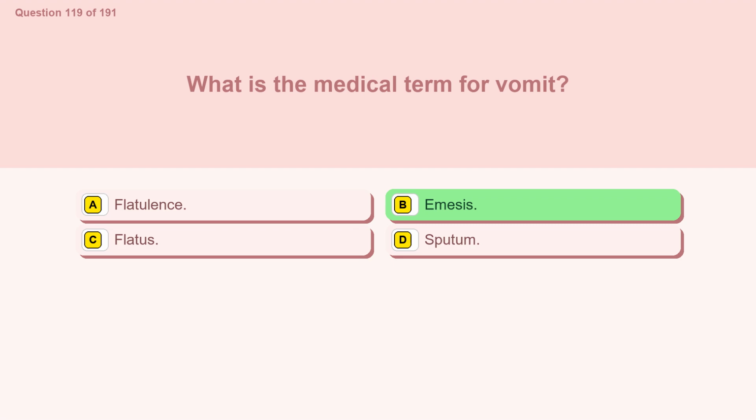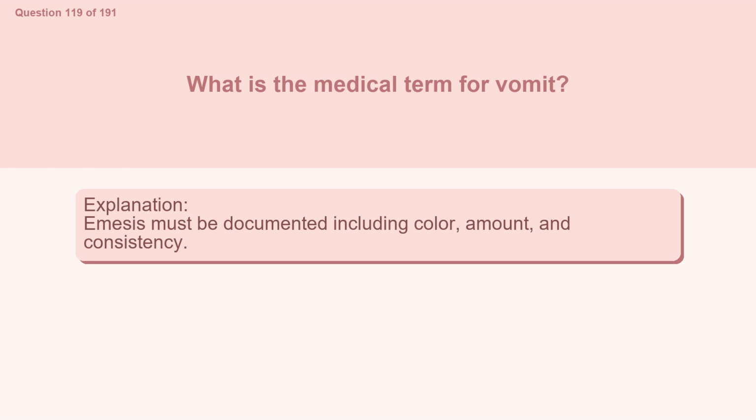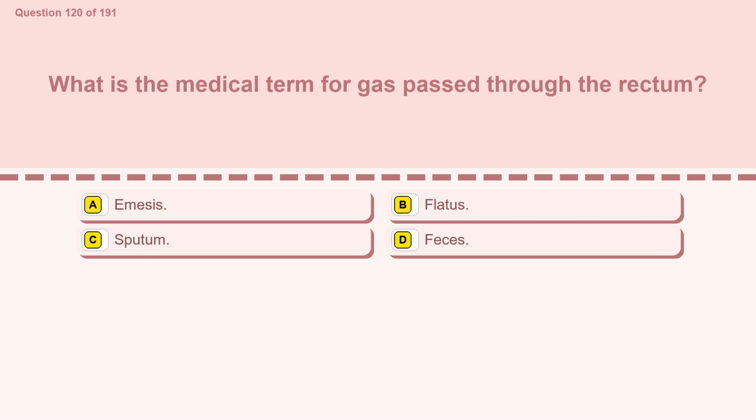The correct answer is option B, emesis. Emesis must be documented including color, amount, and consistency. Question 120. What is the medical term for gas passed through the rectum? Option A, emesis. Option B, flatus. Option C, sputum. Option D, feces.